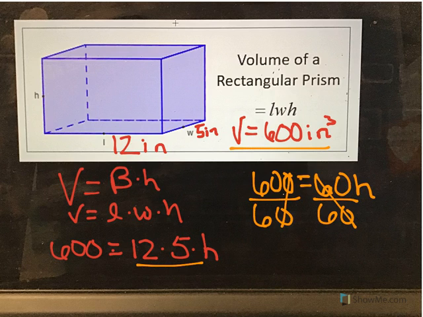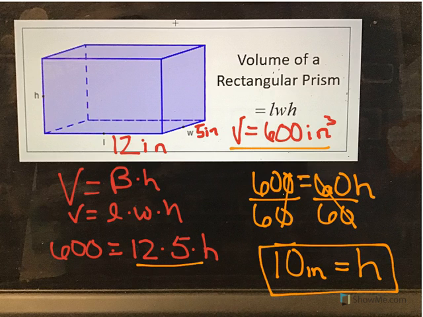Of course, you can cross out those zeros. 60 divided by 6 is 10. And so our height is 10 inches. And there's no need to say inches cubed because we're not dealing with volume. We're dealing with one particular dimension or measurement. So it's just 10 inches. It's not 10 inches cubed.